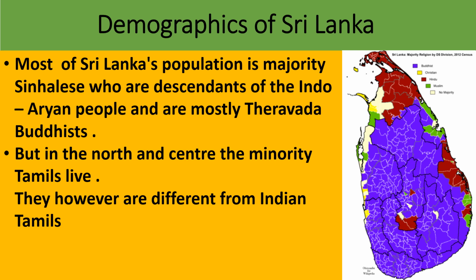Demographics of Sri Lanka. Most of Sri Lanka's population is a majority Sinhalese who are descendants of the Indo-Aryan people, and they are mostly Theravada Buddhists. But in the north and the center, the minority Tamils live. They are, however, different from the Indian Tamils in Tamil Nadu.